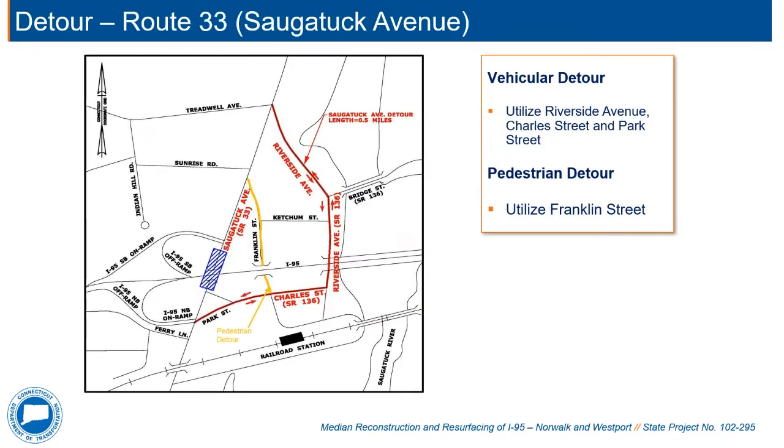This graphic depicts the closure of Saugatuck Avenue during the lateral slide periods and the detours as described in the previous slide. Again, vehicular traffic will be directed around the site via Park Street, Charles Street, and Riverside Avenue. Pedestrians will be directed to a detour via Franklin Street.